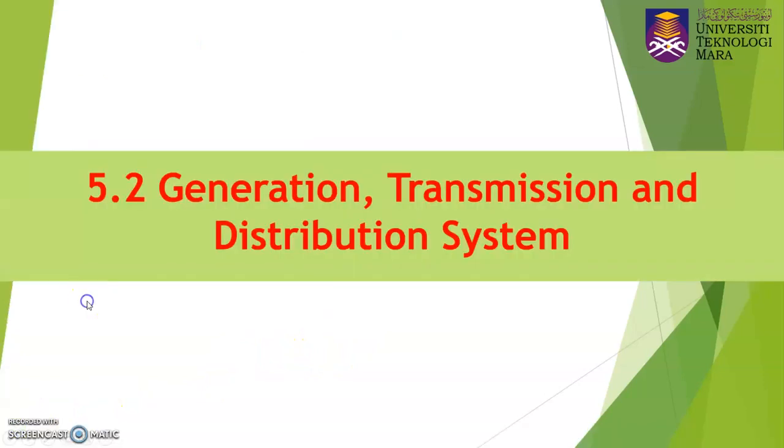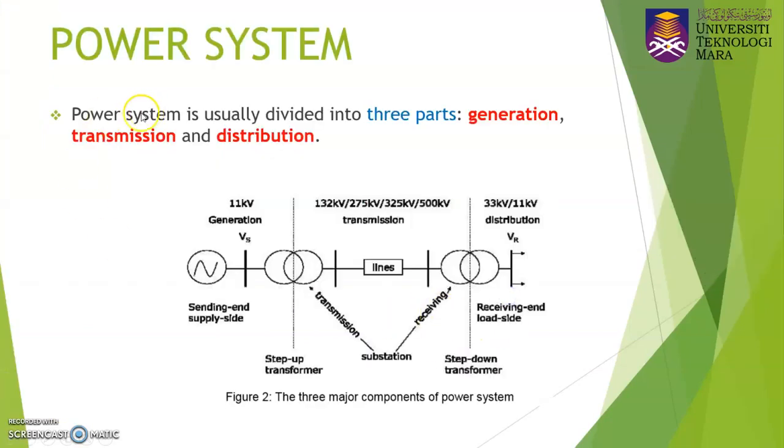Next, we go to the second subchapter, which is the generation, transmission, and distribution system, or GTD. For the power system, we know the power system is usually divided into 3 main parts. First, we have generation. The second one is transmission, and we also have distribution. So here you see this is the generation part. Here is the transmission part. Here is the distribution part. So here we have a generator.